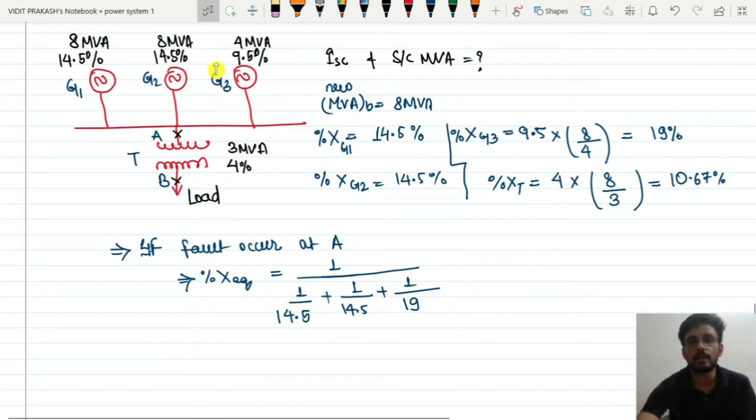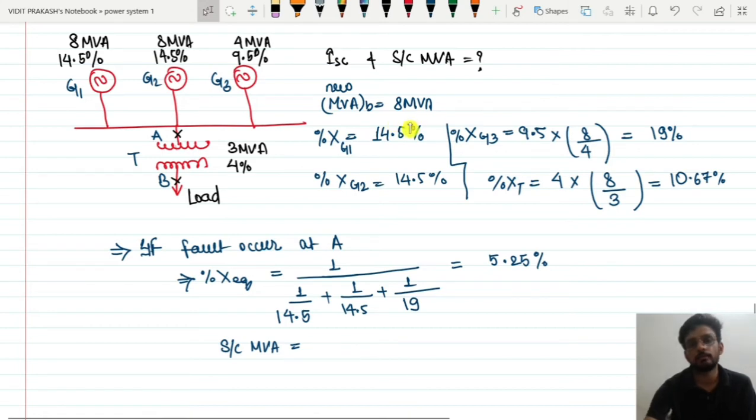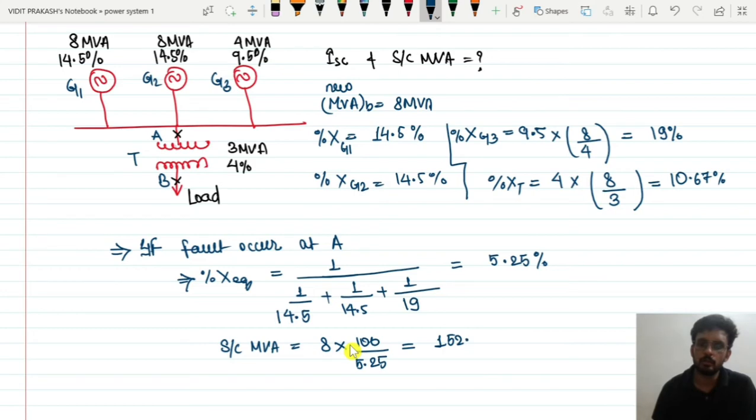Now what equivalent percentage reactance will we get here? This will give you approximately 5.25%. Now what will be the short circuit MVA value? That will be equal to the rated MVA, which we have taken as 8, into 100 by the percentage reactance, that is 5.25. So this will give you 152.38 MVA.